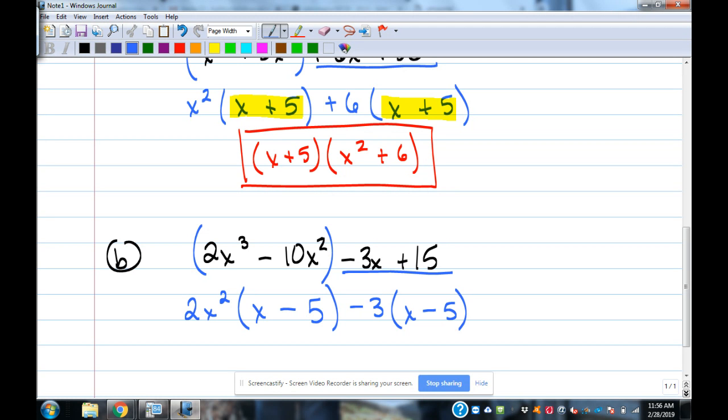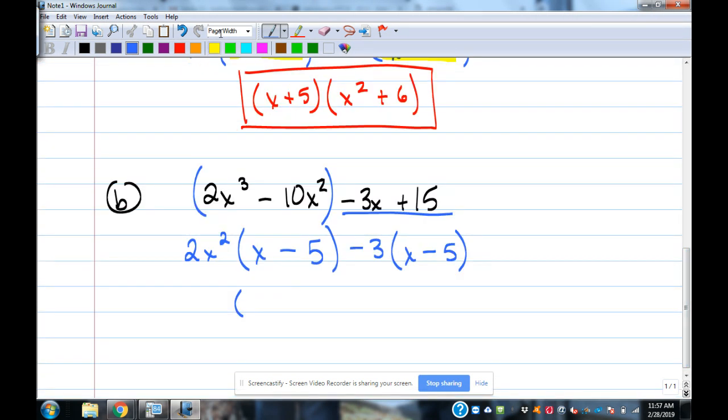Notice these parentheses. What's happening with them? They're the same, right? That means we did it right. Okay. Now, last step. Get the matching one. X minus 5. And then the second factor is the stuff in front. 2x squared minus 3.